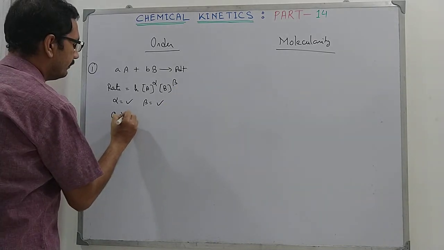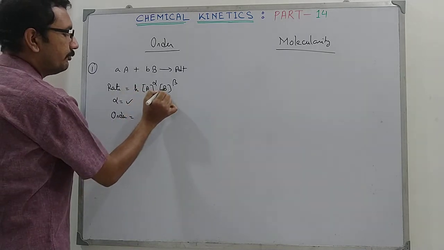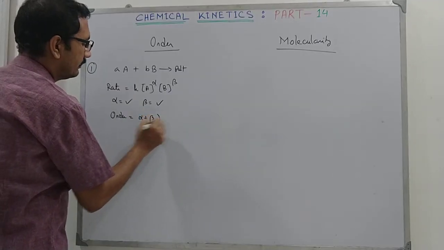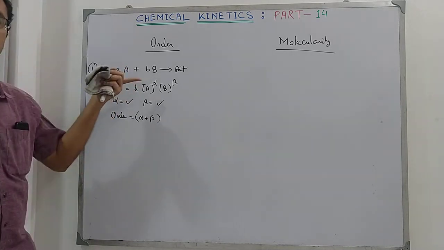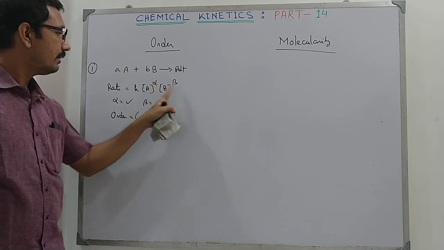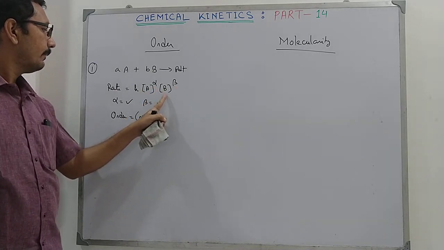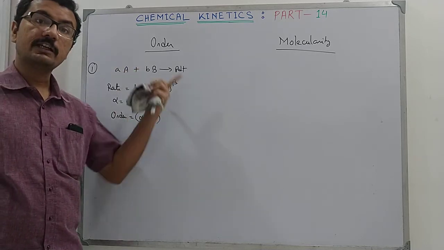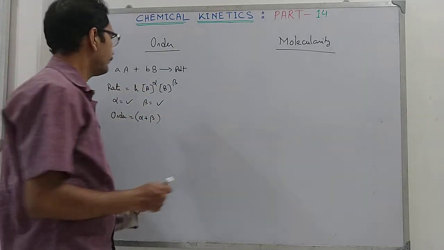Now, the order of the reaction is alpha with respect to A and beta with respect to B, but the overall order of the reaction is alpha plus beta. So what is the order of a reaction? Order of a reaction is the sum of the powers of the concentration terms present in the rate equation that is obtained experimentally. So this is the definition of order.